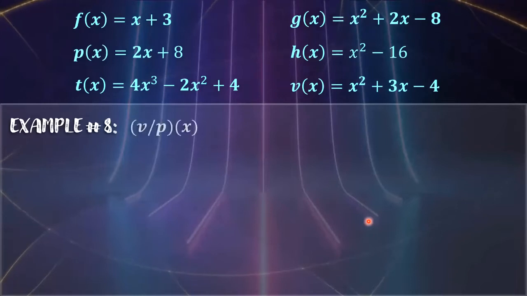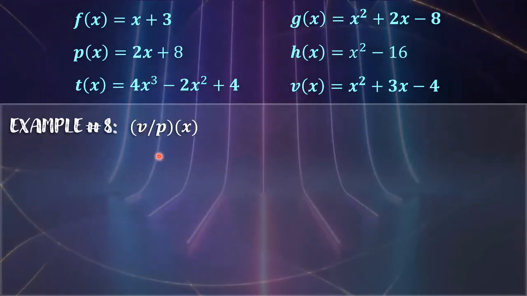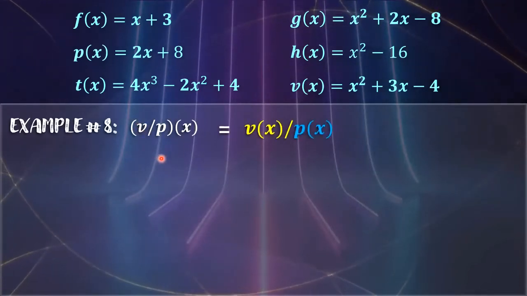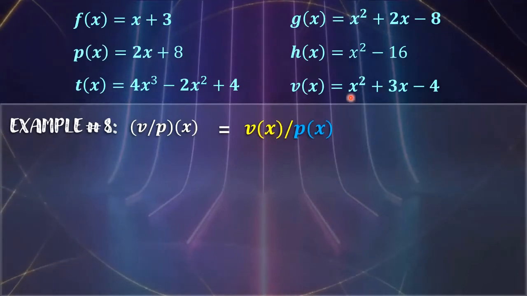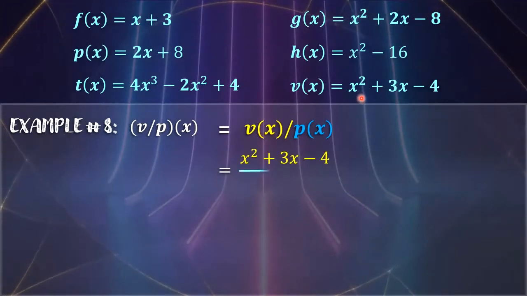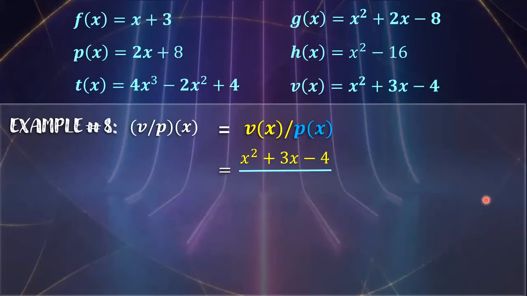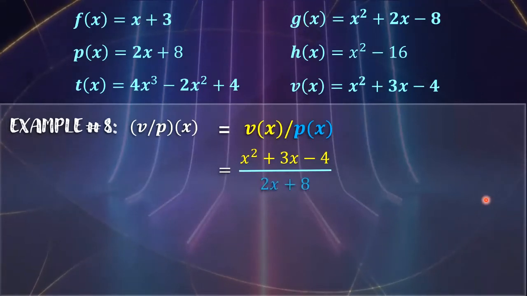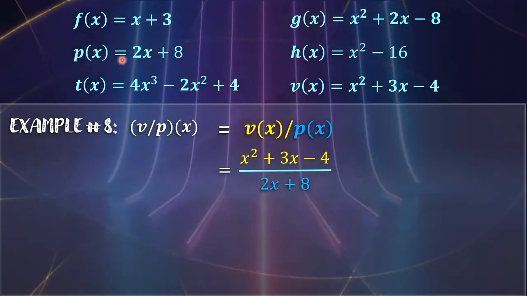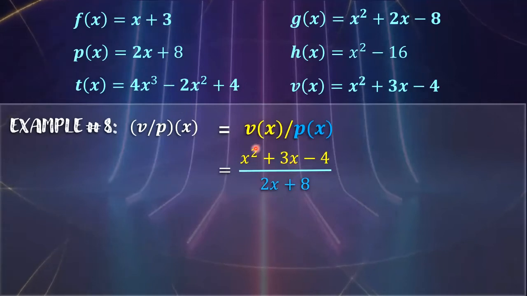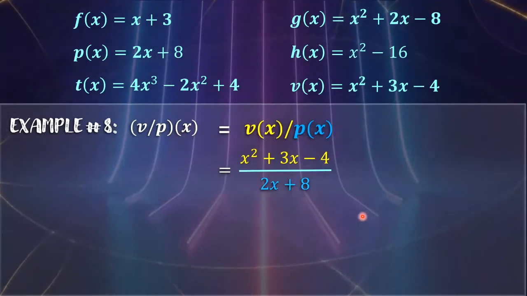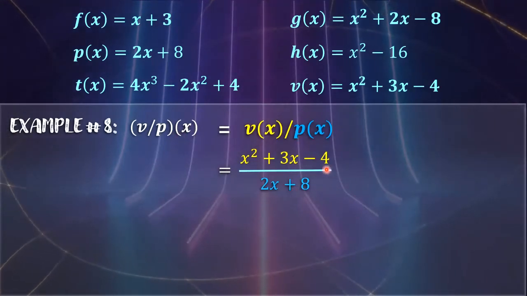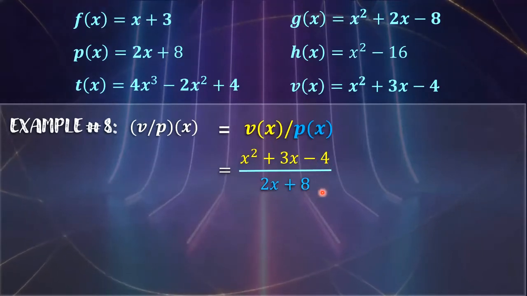Let's proceed to example number 8. We are asked to solve for the quotient of v of x and p of x. Substitute the function v of x. We have x squared plus 3x minus 4 divided by the value of p of x, which is 2x plus 8. Again, in solving for the quotient, the next process would be identifying the factors of the numerator and denominator.